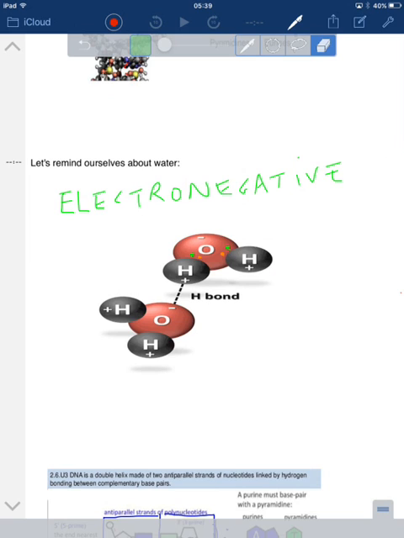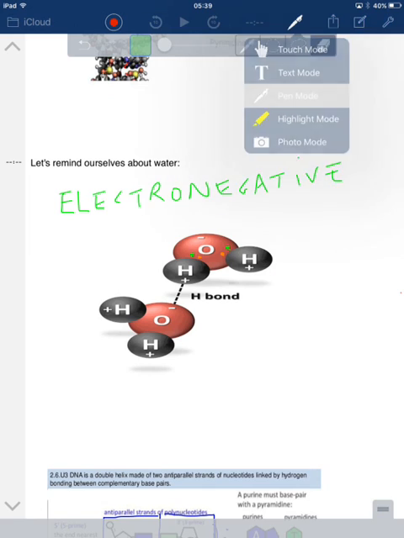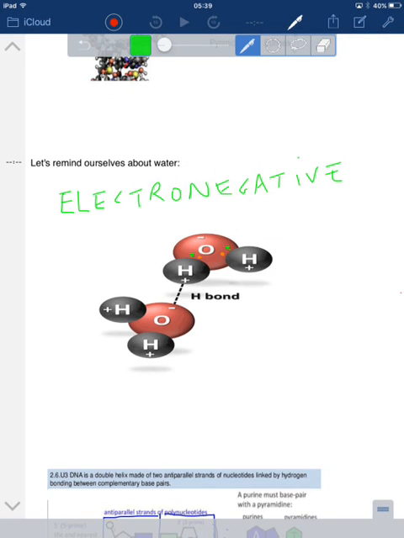This is going to lead to an important feature, and that is that the oxygen is going to be ever so slightly negative because it has electrons pulled towards it, and the hydrogens are going to be ever so slightly positive because they've had their electrons withdrawn away from them. Electrons, of course, being negative. So oxygen is ever so slightly negative, which we write as delta negative, and hydrogen is ever so slightly positive, which we write as delta positive.